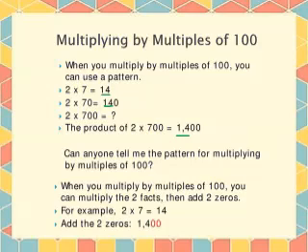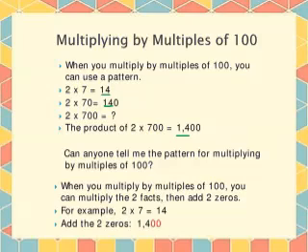So can anyone tell me the pattern for multiplying by multiples of 100? It's very easy. You just multiply the numbers and you put two zeros. Add the two zeros to the right. So when you multiply by multiples of 100, you can multiply the two facts, then add the two zeros.